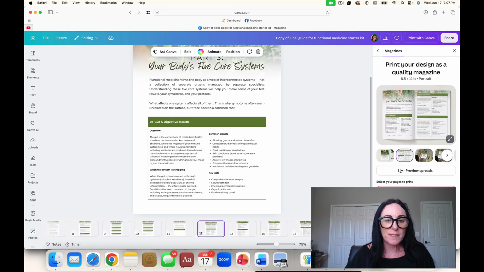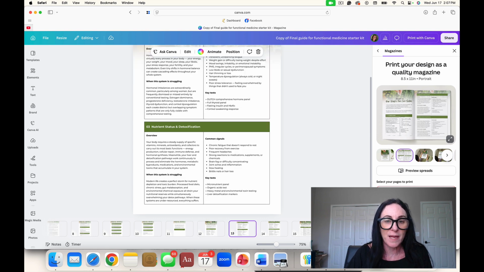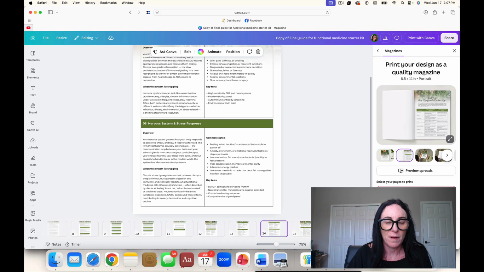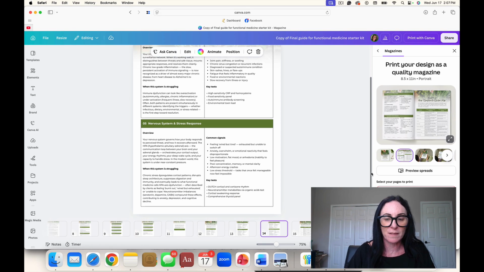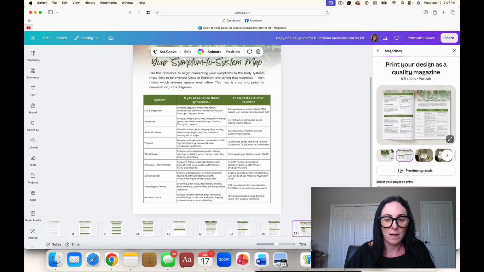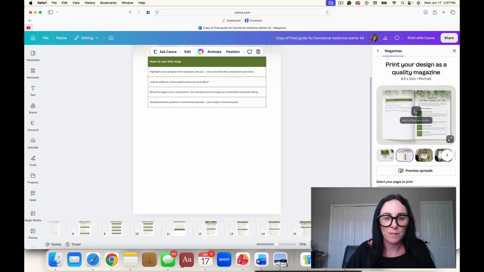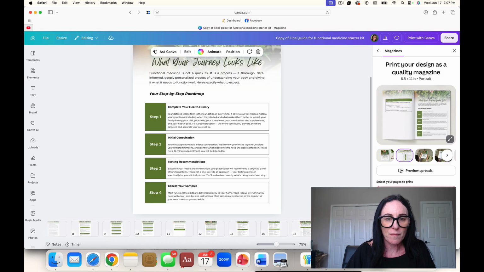Your body's 5 core systems. So again, digestive health, nutrient detoxification, hormone health, immune function and inflammation, nervous system and stress. Then your symptom to system map. I think that's really cool. Then what your journey looks like: complete your health history, initial consultation, testing recommendations, and then collect your samples.